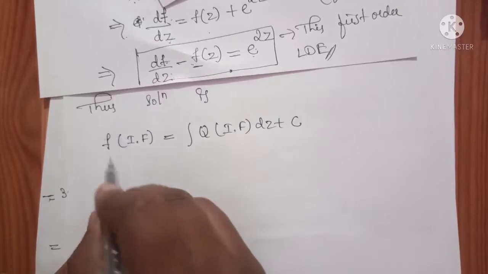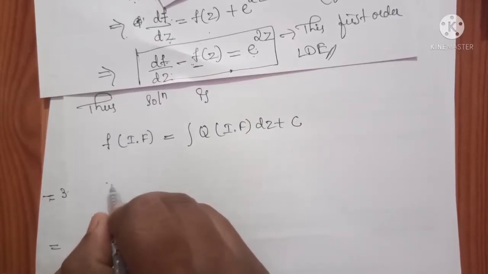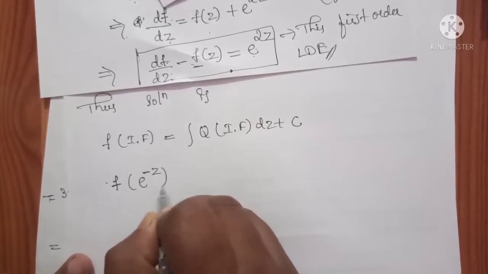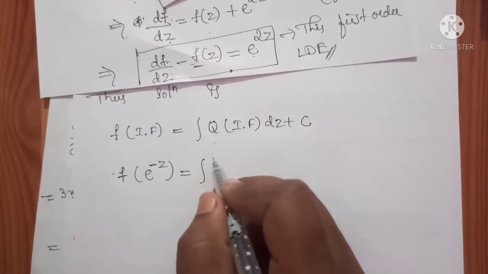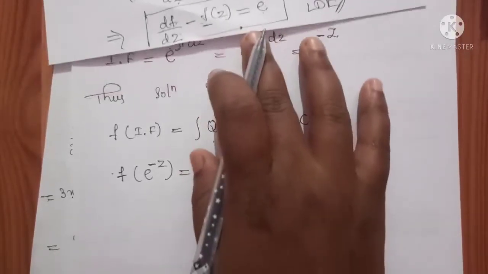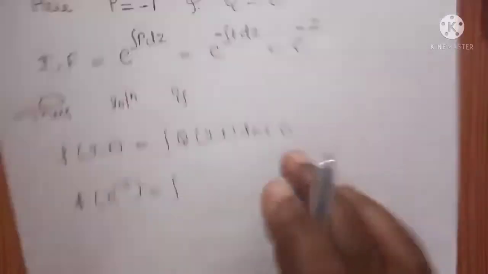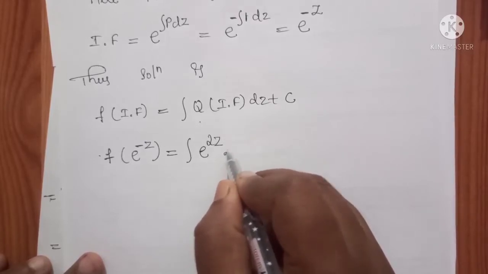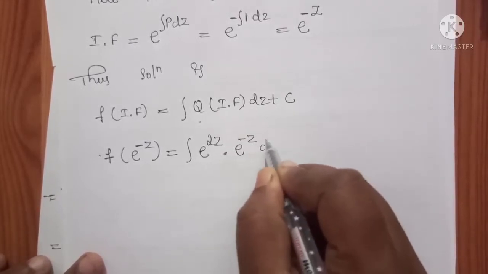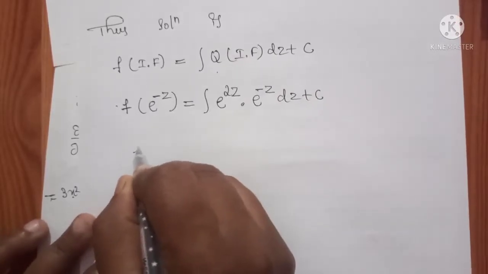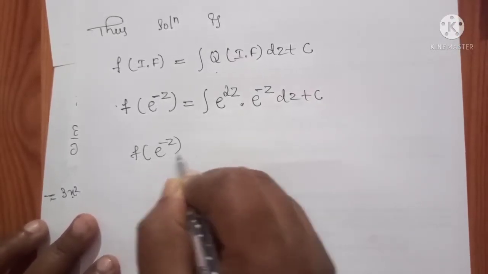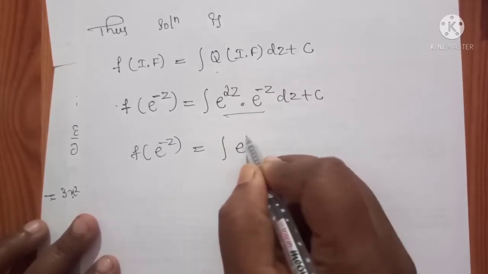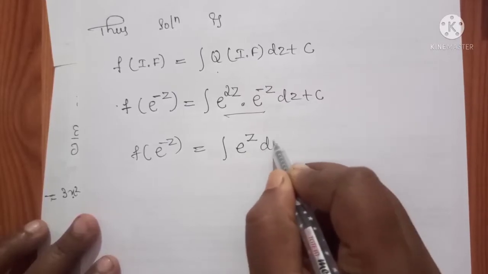Here, first we keep this f as it is. The IF value is e raised to minus z. The q value, in this case, is e raised to 2z into, again, the IF value e raised to minus z, dz plus c. Further simplifying the powers of e, we get f of e raised to minus z equals integration of e raised to z dz plus c.